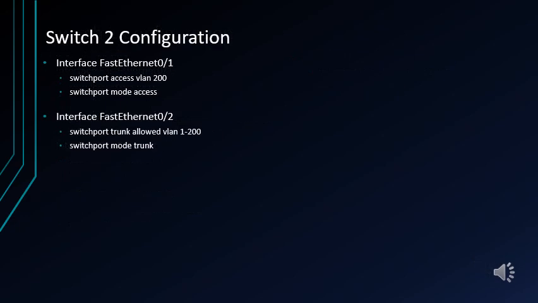Moving on to the switch 2 configuration, fast Ethernet 1 used switchport access VLAN 200 and switchport mode access. Interface fast Ethernet 2 used switchport trunk, which allowed VLANs up to 200, and switchport mode trunk.